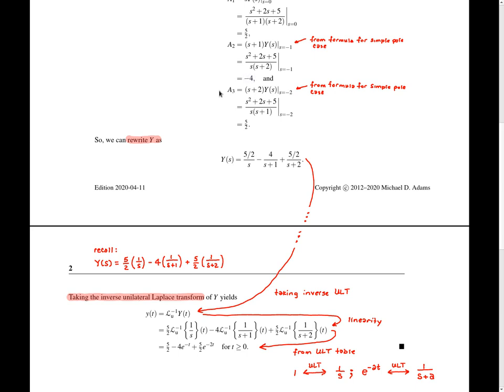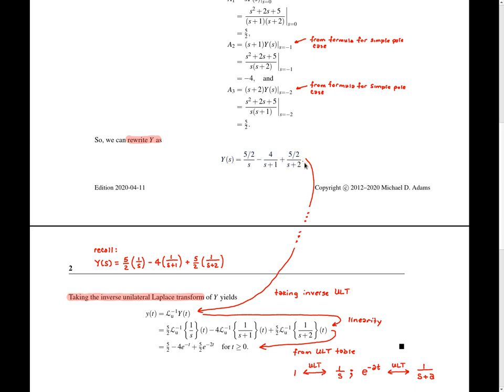Lastly, we compute the coefficient a3. This coefficient is also associated with the simple pole. Therefore, we compute this coefficient using the formula for a partial fraction expansion coefficient associated with the simple pole. This results in a value of 5/2 for this particular coefficient. Substituting the values computed for a1, a2, and a3 into the partial fraction expansion for big Y yields this particular partial fraction expansion here.